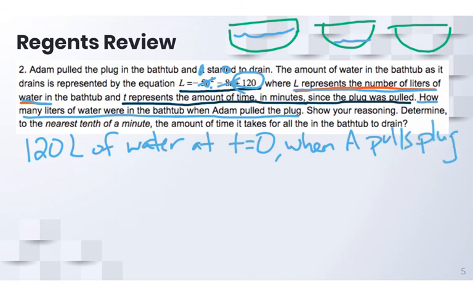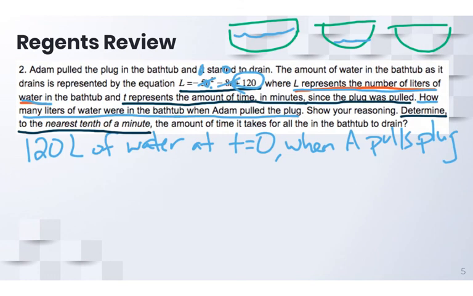Okay. All right, so that's my first question. Show your reasoning. Okay. All right. Then determine, to the nearest tenth of a minute, the amount of time it takes for all of the bathtub to drain. Oh, so we know, remember in the last example, it was like, should we put it in square root form? Should we put it as a decimal? So you are doing it as a decimal.